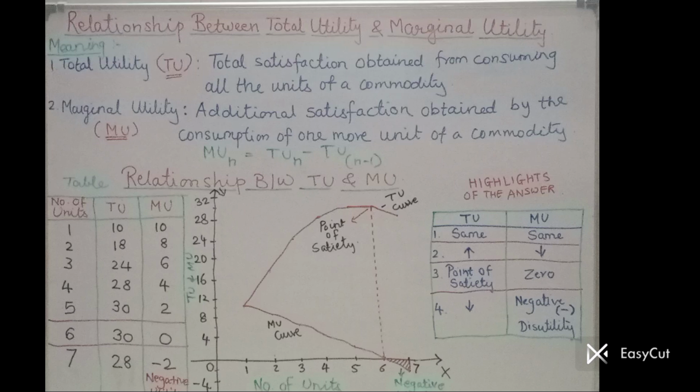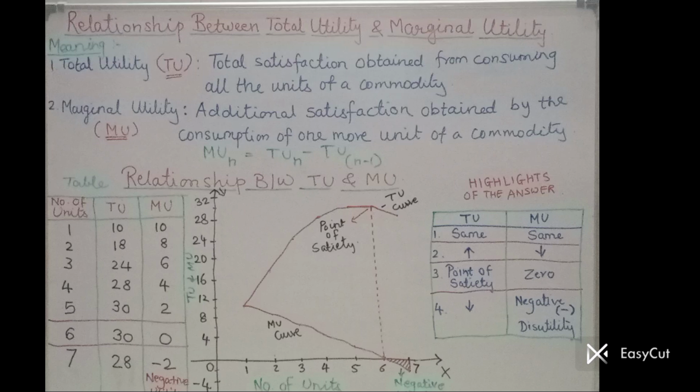So I will explain the TU curve first. While consuming the first unit of commodity, the points which we are plotting, we are getting from our table. Looking at the table, we will plot the points. At the first unit, TU is 10. So corresponding to the first unit, I have plotted my first point at 10, second point at 18, third point at 24. Looking at the x-axis and y-axis, I hope you know how to plot these points.